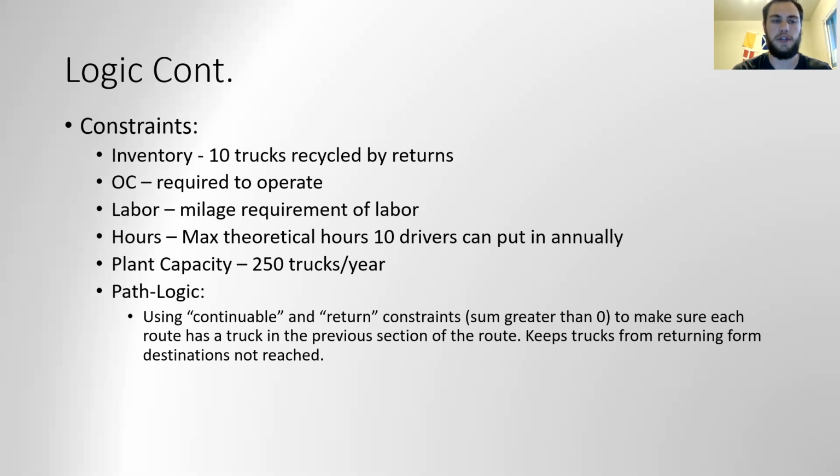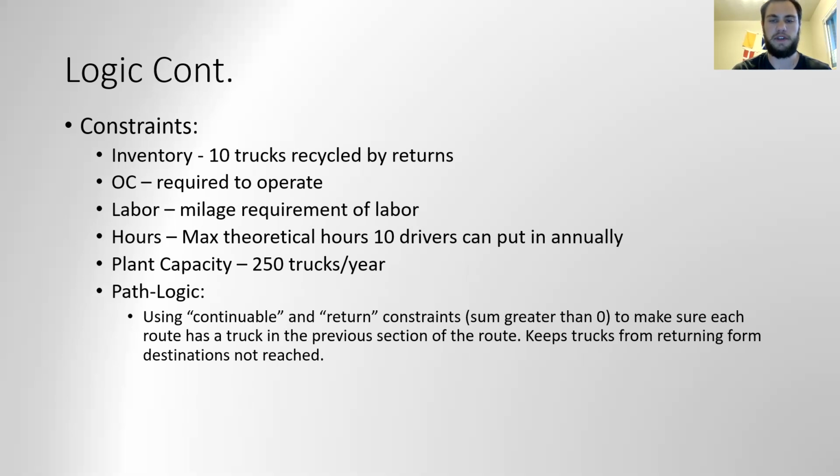Continuation of the logic. The constraints are such that the inventory is 10 trucks total, but they get recycled by return routes taken. Operating capital required to operate, and the labor mileage requirement, so you have to pay as much labor as you're supposedly driving. There's a theoretical max hours threshold set so that you don't overwork your drivers. The plant capacity as mentioned, and the patched logic, which is briefly what I said before, uses continuable and return constraints that have to sum greater than 0 to make sure that each route has a truck in the previous section.